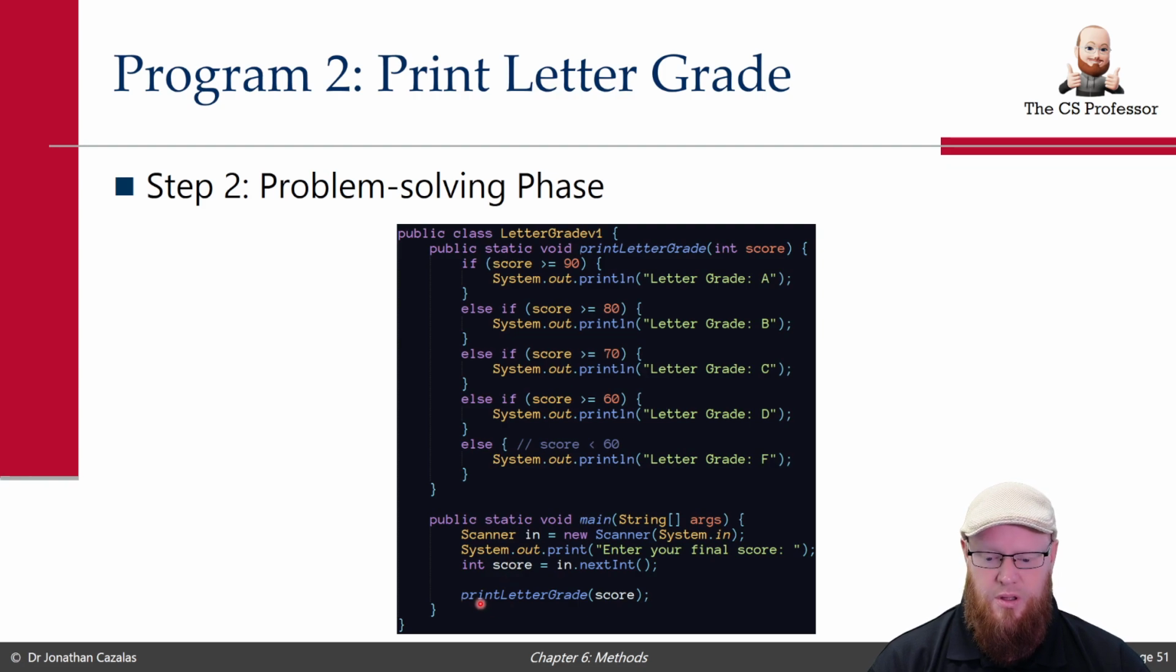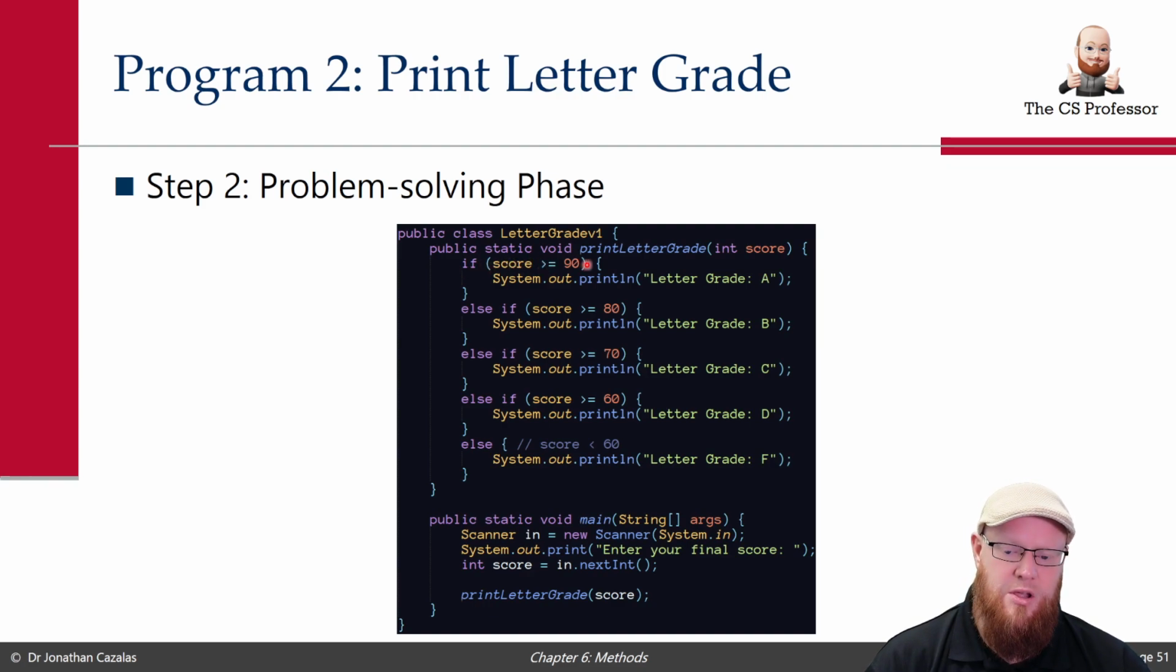We save it to score, and then we call the method print letter grade, and we send the actual parameter score. Now that actual parameter, let's say the user entered 83. That actual parameter 83 is going to come up here, and it's going to get saved into the formal parameter, this placeholder score. So now imagine 83 is here, and we can just go check it.